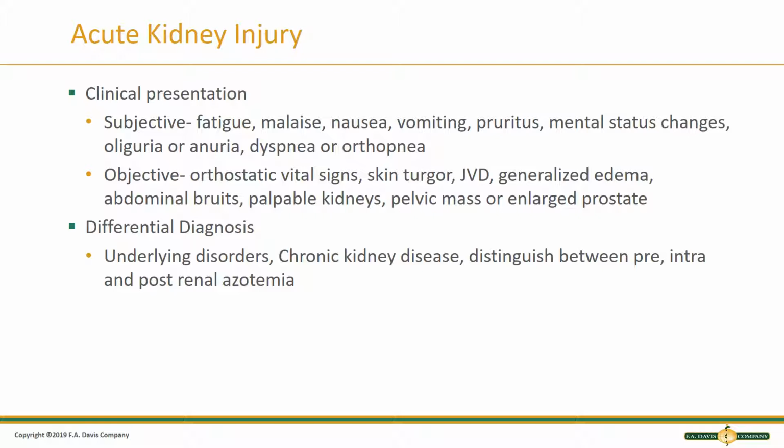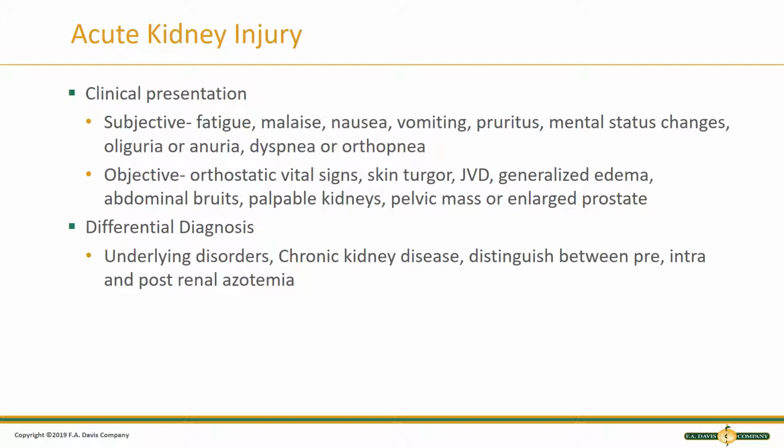So the signs and symptoms will depend, as we said, on the nature and the extent of the injury. Your patient probably will feel malaise, they're tired, may have nausea and vomiting, pruritus as metabolic waste products begin to build up in the circulating system. They may have mental status changes. They may become oliguric or anuric.